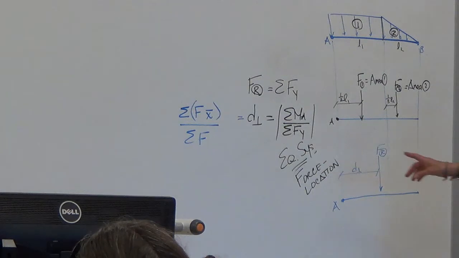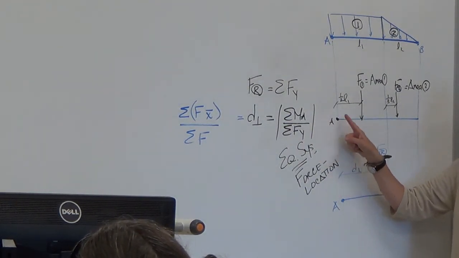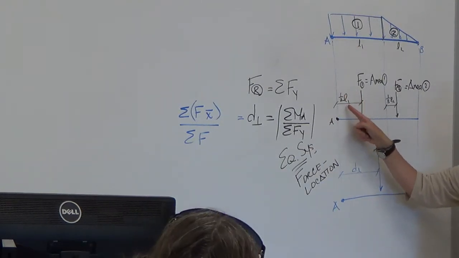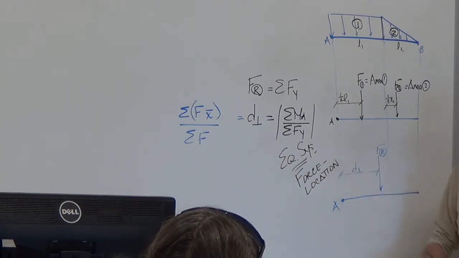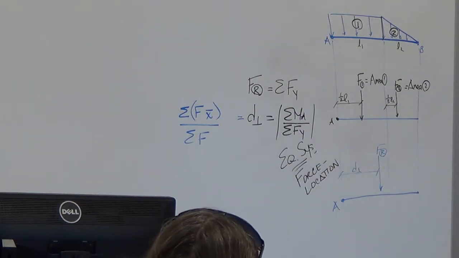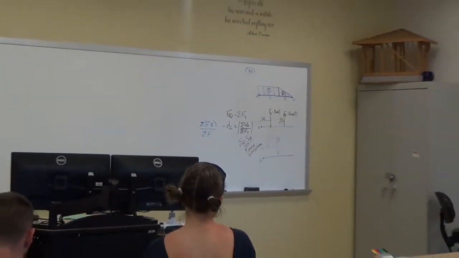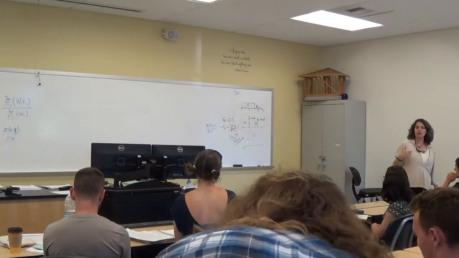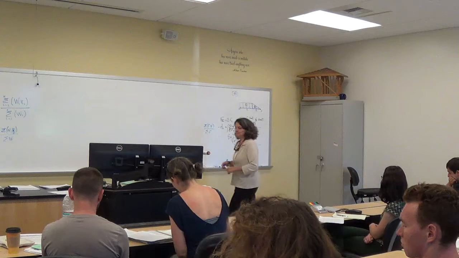When I did some of the moments, I did it about point A, right? When I took the sum of the forces and multiplied it by the distances, I had to have a reference point. It's the same thing with this problem. If this is my x-axis and this is my y, here's my origin. You did the sum of the forces, your weights, times the distances, and the distances were all measured from the origin. So let's look at a problem.